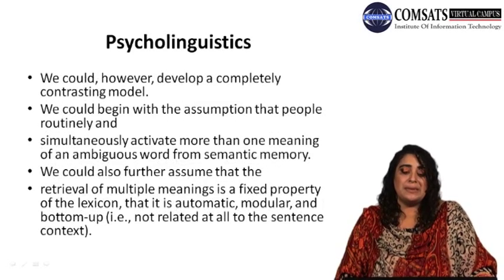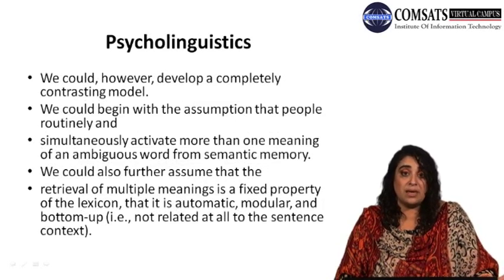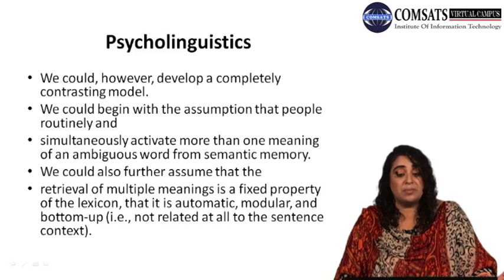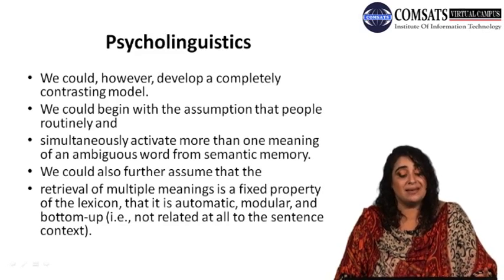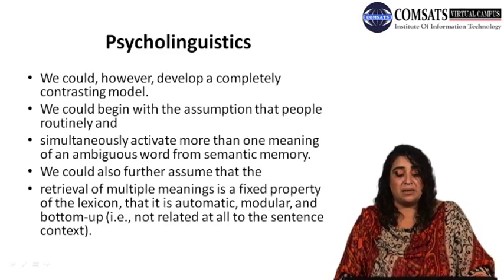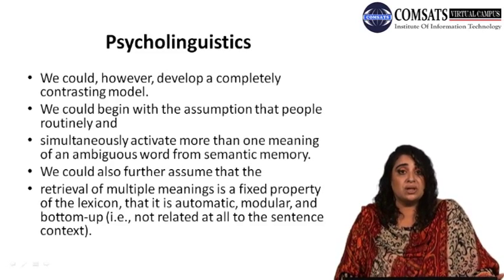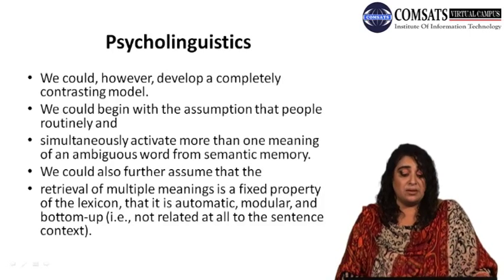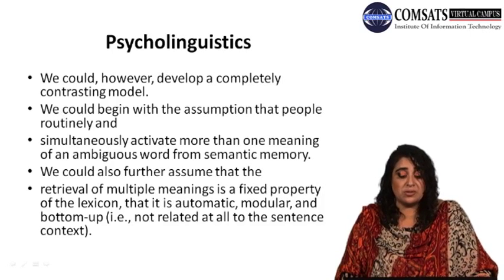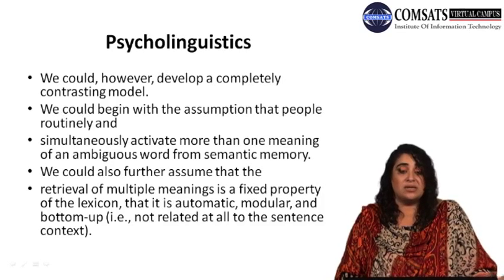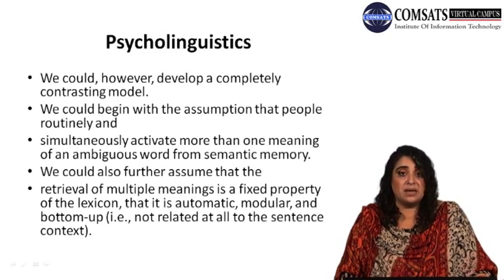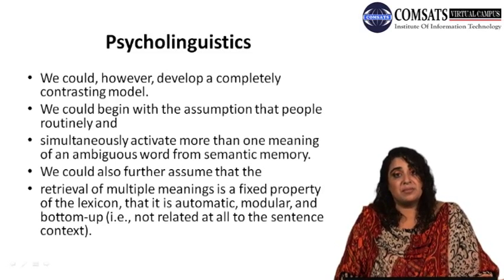We could however develop a completely contrasting model. Even though we have seen this, we can make a contrasting model. Now we could begin with the assumption that people routinely and simultaneously activate more than one meaning of an ambiguous word in semantic memory. So we can contrast the model: maybe it's not just controlled, it might be a parallel process also. We could assume that people routinely and simultaneously activate more than one meaning of an ambiguous word. For any one word we can retrieve one or more meanings, which come from our semantic memory.